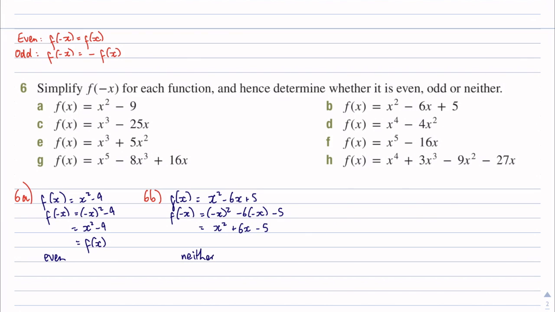Okay. If I do 6c, I'm going to do it the exact same way. So I've got f of x equals x cubed take 25x. So f of minus x is negative x cubed take 25 times negative x. So that's negative x cubed plus 25x. And that's actually the opposite, the negative of what we started with. So that's odd.